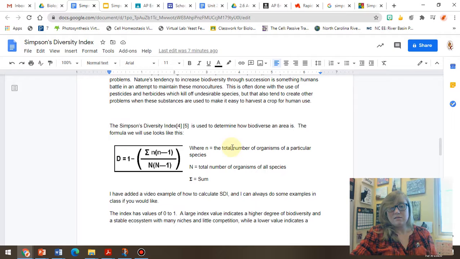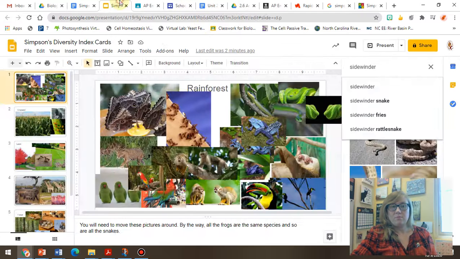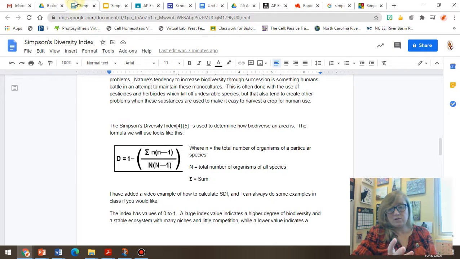Okay, so it's n. n is the total number of organisms in a particular species. So if I gave you a picture like this, you'd have to count up all these butterflies. One of the n's would be one of these butterflies. You count 1, 2, there's probably some hidden here, so 1, 2, 3, 4, 5, 6, 7, 8. So for one of your species, you can call them A, our n is 8. And then our n minus 1 from there is 7.